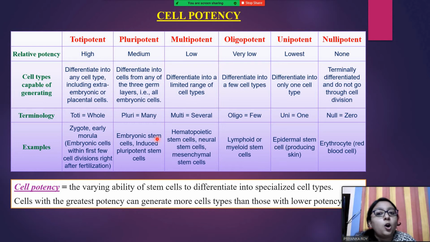So that covers all the cell types of the embryonic body. I'm not talking about the extra embryonic or the placental cells. They cannot give rise to them. That is the ability of totipotent cells.